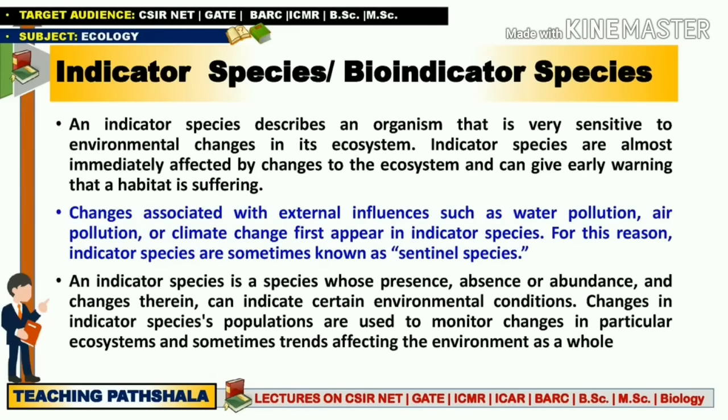In the second point, it has been mentioned: changes associated with external influences such as water pollution, air pollution, or climate change first appear in the indicator species. For this reason, indicator species are sometimes known as sentinel species. So if there is any kind of adverse condition, whether it is related to water pollution or air pollution, or a change in the climatic condition, obviously all these things are going to affect indicator species at the very initial time.